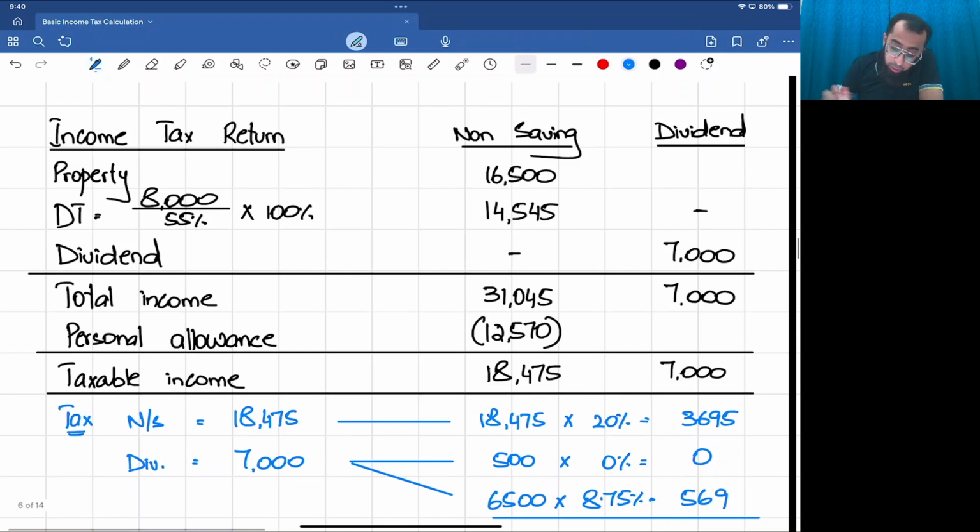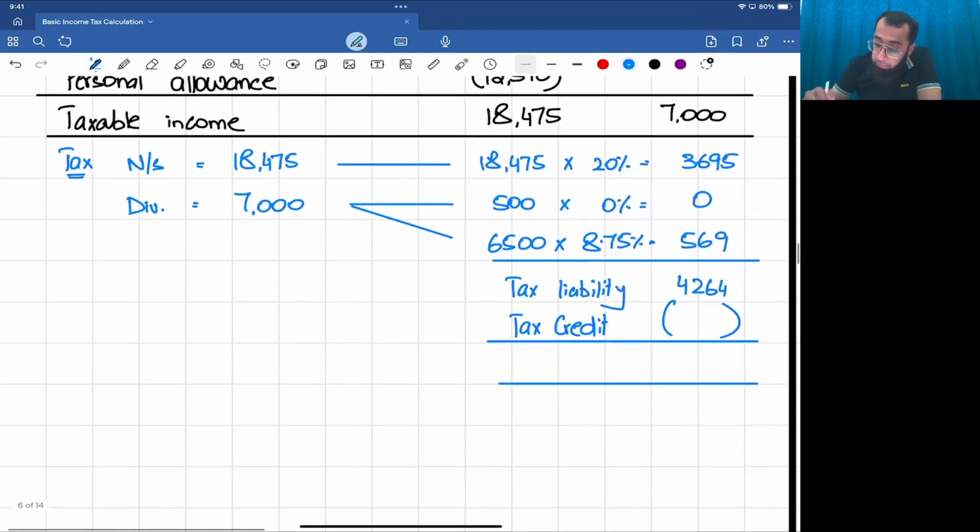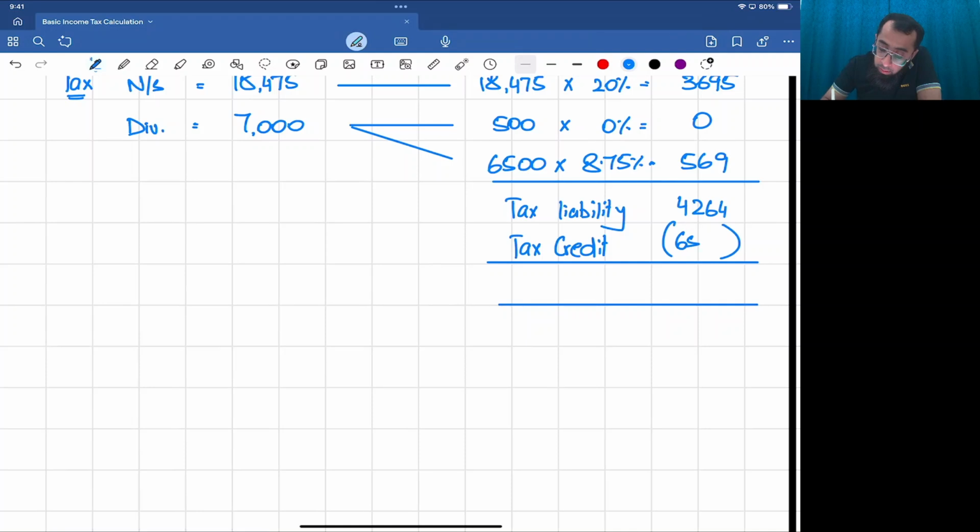So your advance tax on the discretionary trust is 14,545 minus 8,000, it's 6,545, and that gives you a tax refund because you have paid extra tax. Tax receivable minus 4,264, so it's 2,281 as a tax refund.